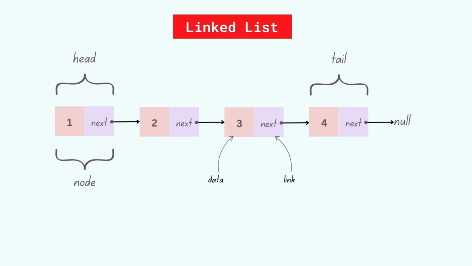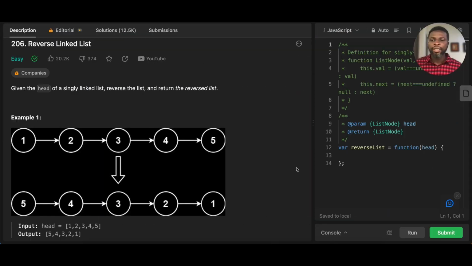Next, I'll go ahead to read the problem statement. Given the head of a singly linked list, reverse the list and return the reversed list. Now, I'll go ahead to give a visual explanation of the solution to this problem.